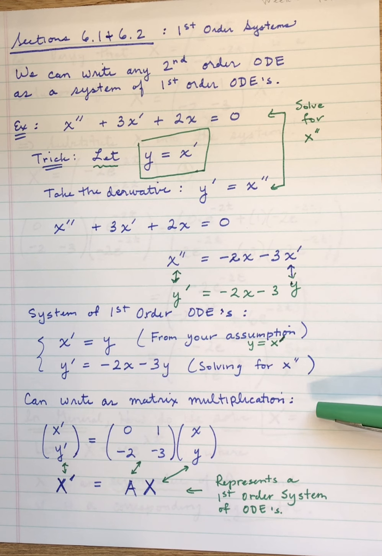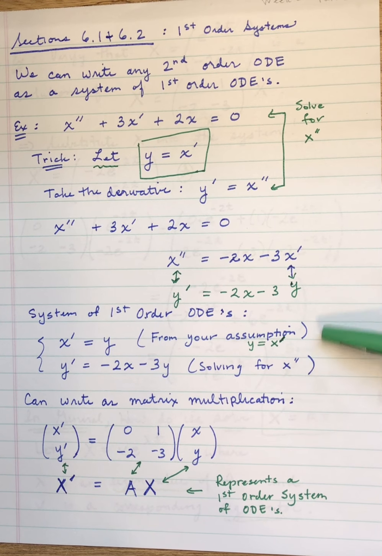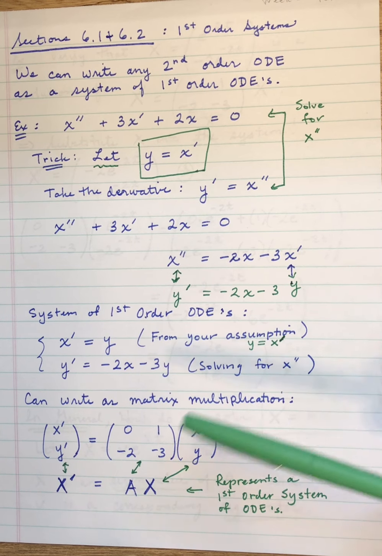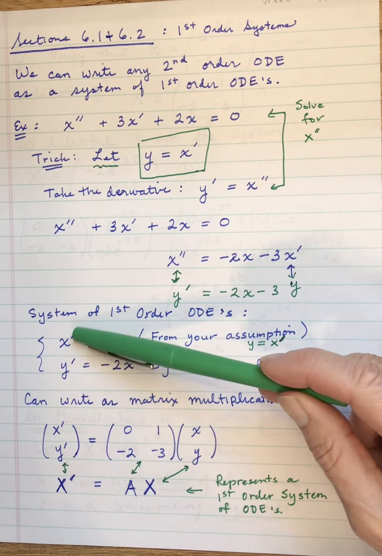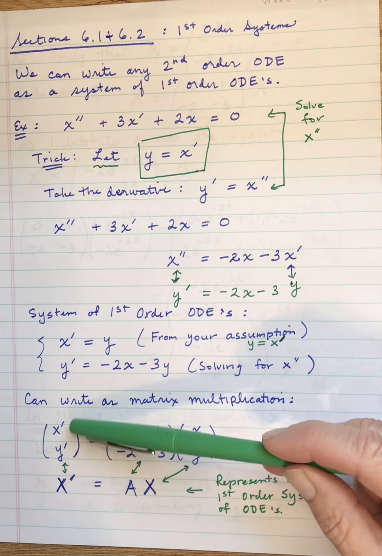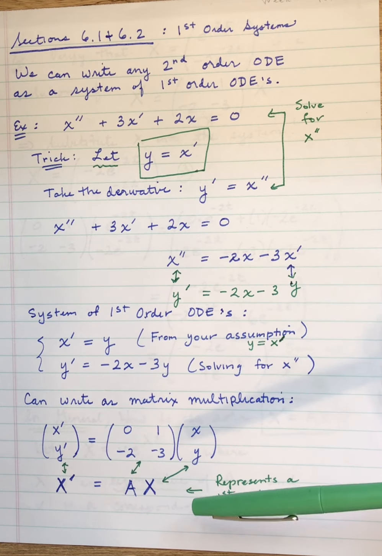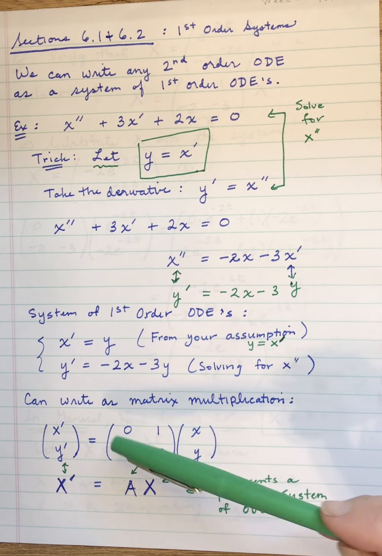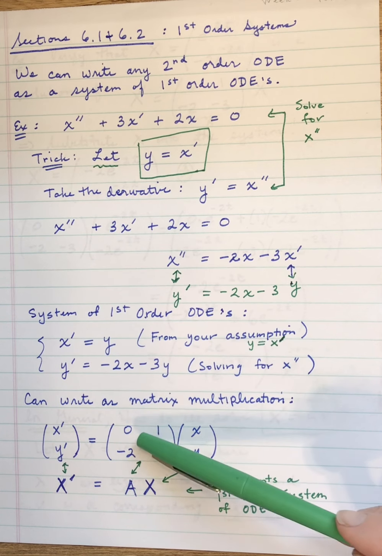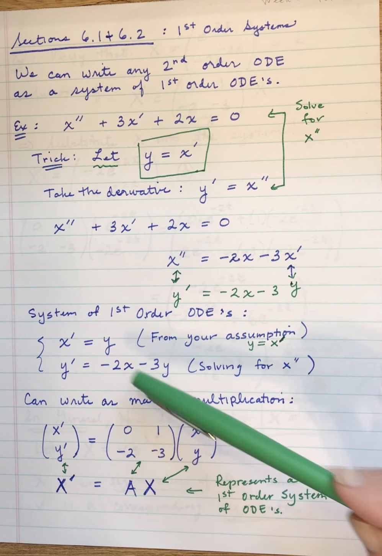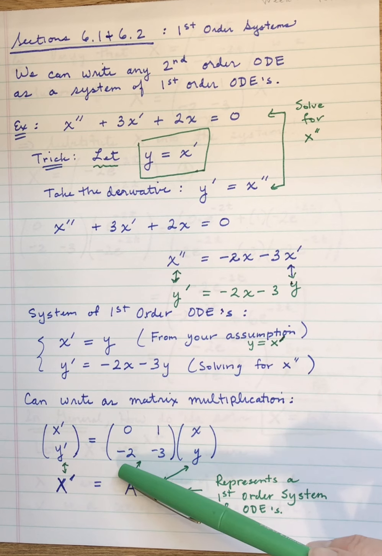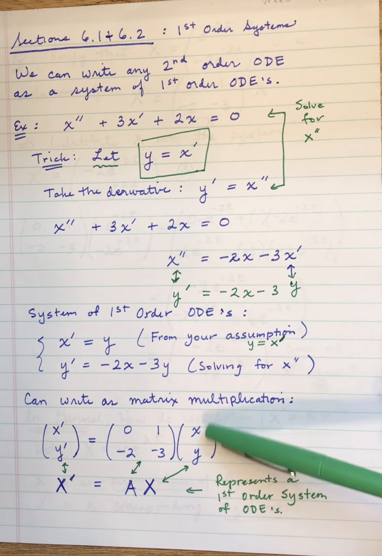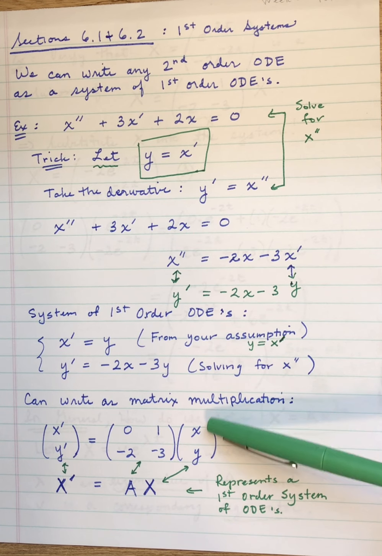Now, another thing we need to get used to is writing this system in terms of a matrix and vectors. And so we rewrite this component here as a vector made up of x prime and y prime. We look for the coefficients of x and y in each equation. The first equation doesn't have an x, so the coefficient of x is 0. Coefficient of y is 1. Coefficient of x here is negative 2. The coefficient of y is negative 3. And then you're just multiplying by the vector x, y.